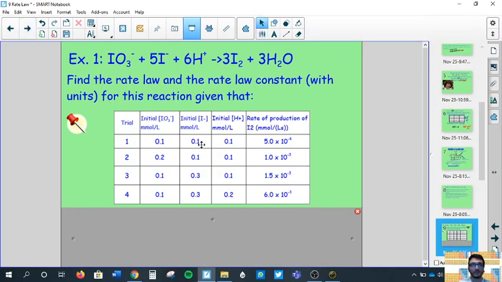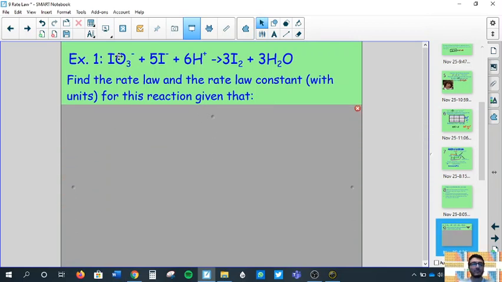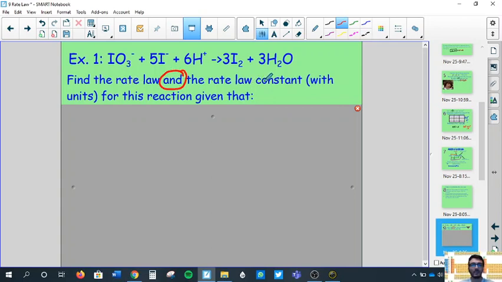Okay, so here we have a bunch of data. I'm going to hide that for now so you don't get too overwhelmed. So this is a reaction. It looks like it's an ionic reaction here, a total ionic reaction or net ionic reaction. We have iodate, iodide, hydride ions all react to produce iodine and water, right? So it's asking us to do two things, not just one. It's asking us to find the rate law and the rate law constant. That's K. Okay, with its units. Okay, given the following information.